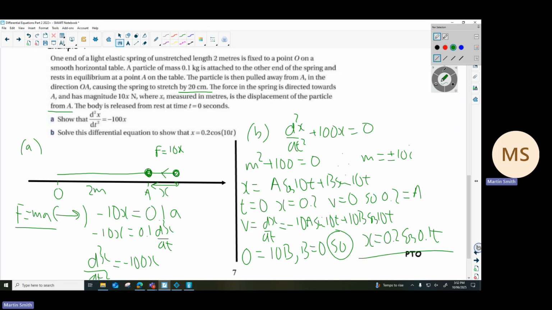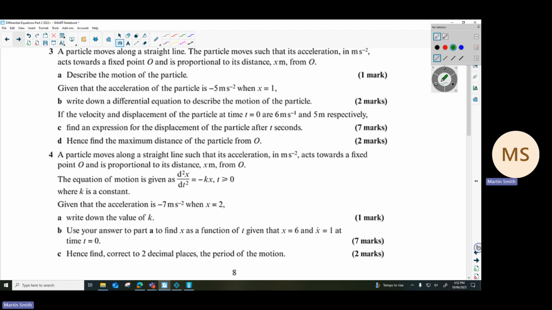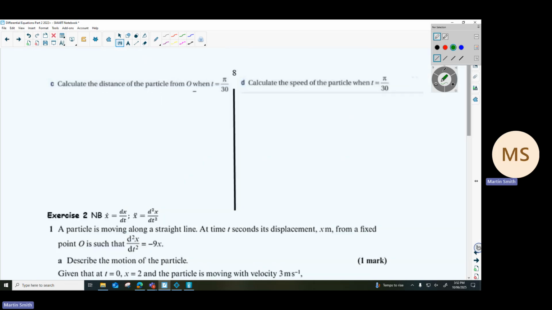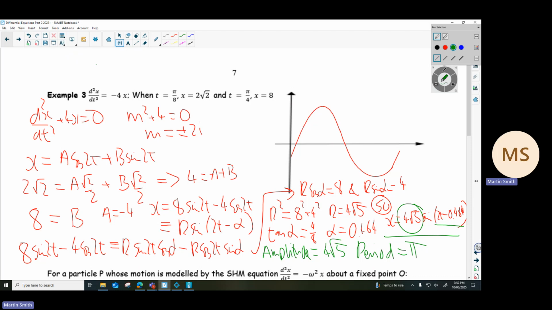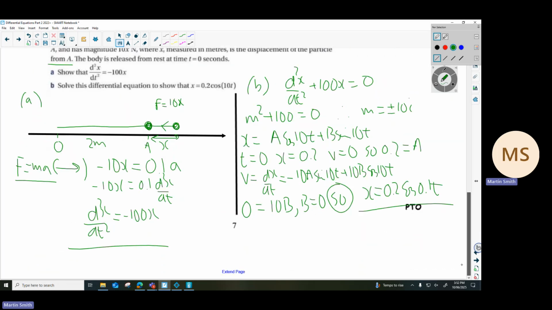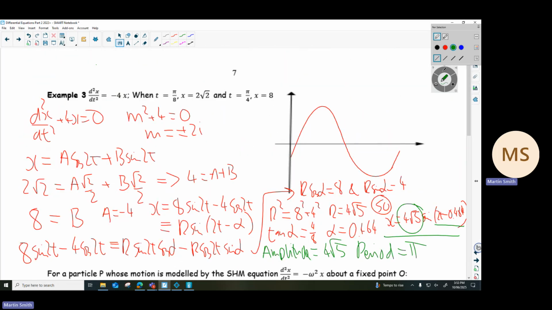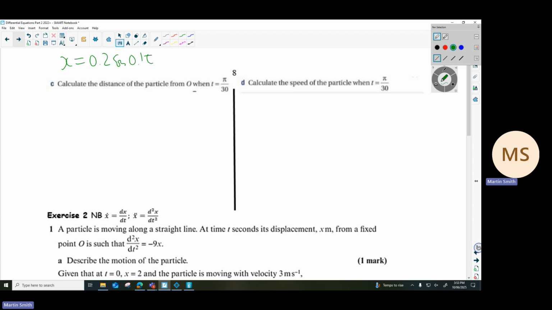Remember that x is 0.2 cos 10t. It then says on the next page, remember this, x equals 0.2 cos 10t. Calculate the distance of the particle from O when t is pi over 30.